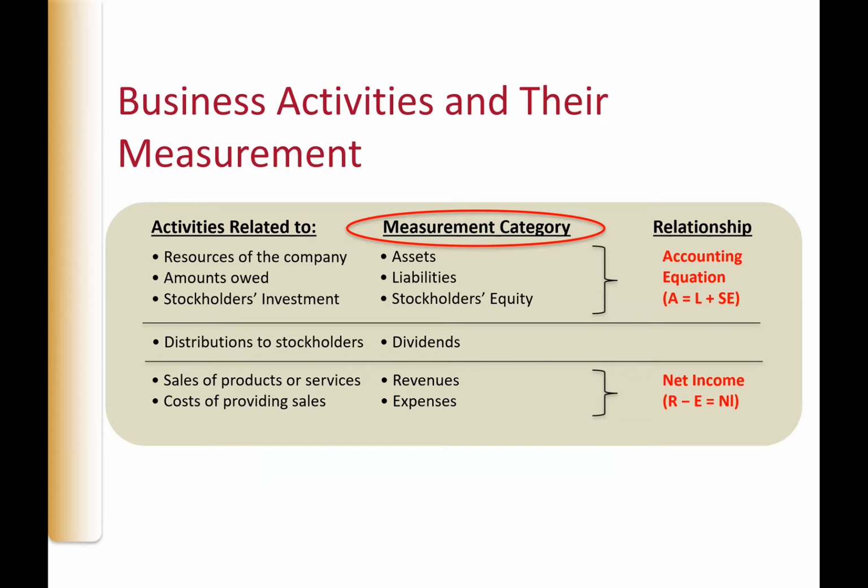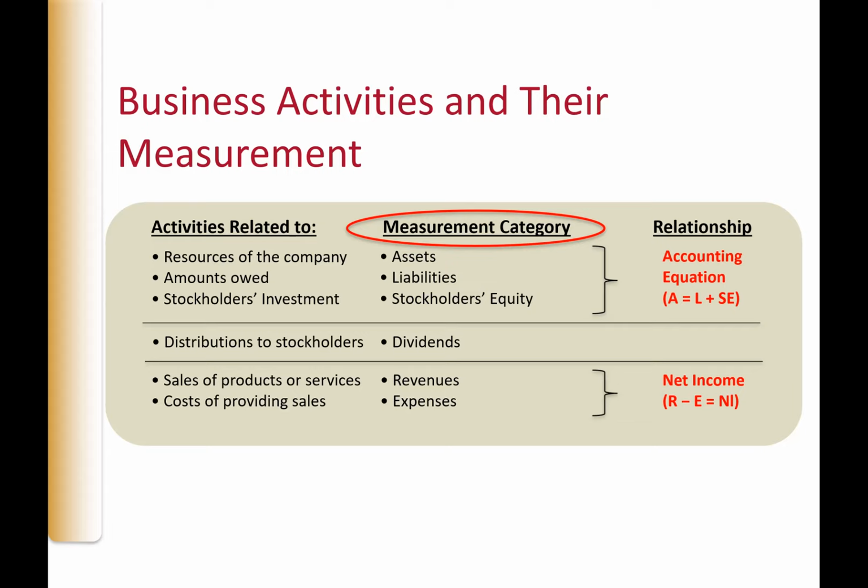Okay. So in this case, remember I told you that what we're going to do is we're going to take various activities and measure them. We measure them by placing them in various categories. The categories we're learning about right now: are they an asset, a resource of the company? Are they liabilities, people we owe money to? Is it a stockholder's equity, those people that are investing in the company? Is it a dividend, distributing money to shareholders? Or are we measuring selling products or services? That would be a revenue. Or is the activity something to do with expenses, cost of providing sales?